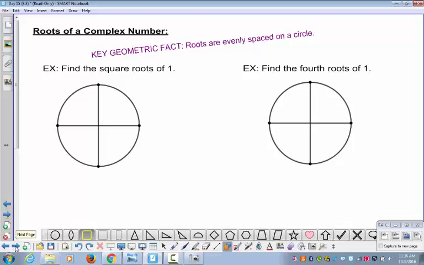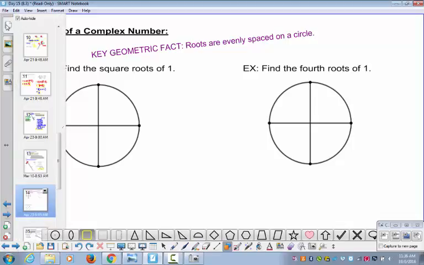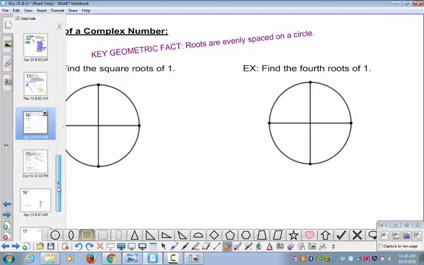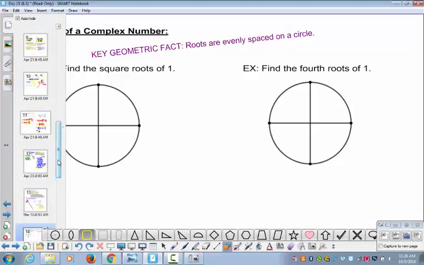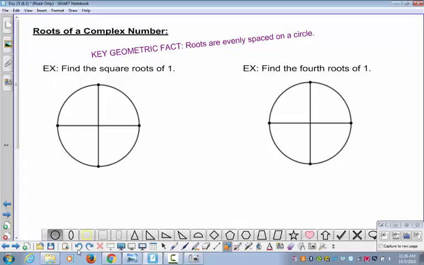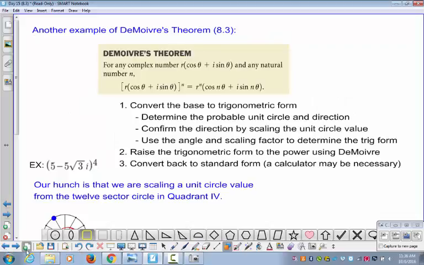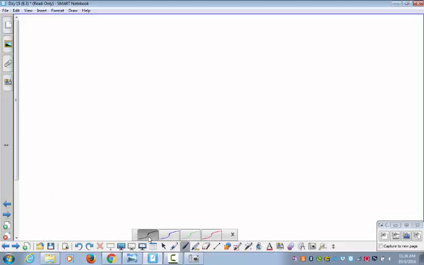So last topic in this section. Let's see how many slides I have left. This is a tricky section, but I want you guys to work on one more example before we do roots of a complex number. I want you to do this. So let's suppose we have, three.